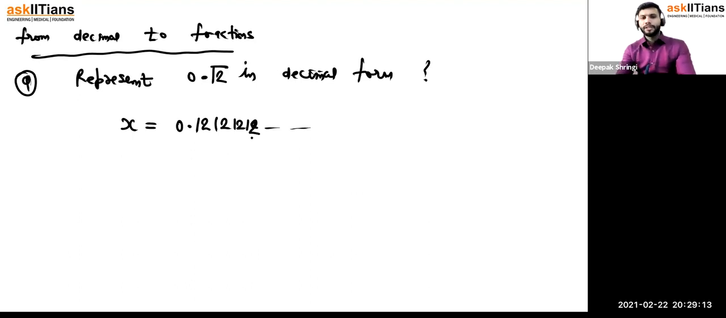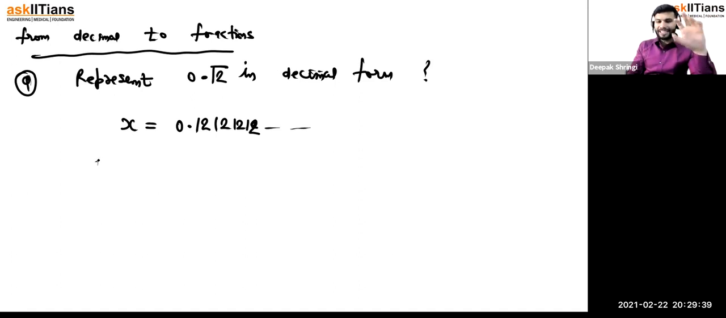First step: you will see that after the decimal, how many digits are in the repetition. Two digits are in repetition. If 1 digit is in repetition, you'll multiply by 10. If 2 are in the repetition, you'll multiply by 100. If 3, you'll multiply by 1000, and so on, right? So here 2 digits are in repetition, so I multiplied this equation by 100.